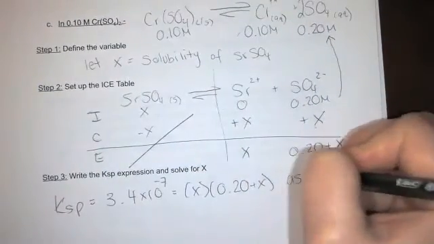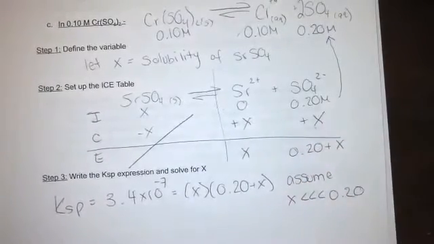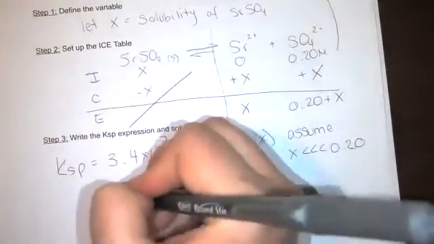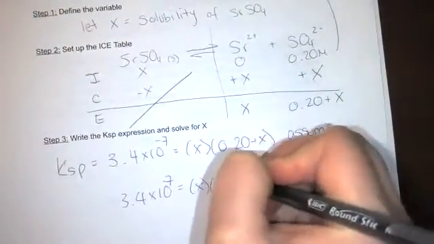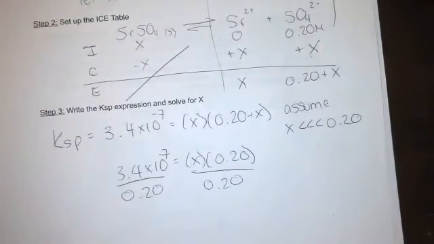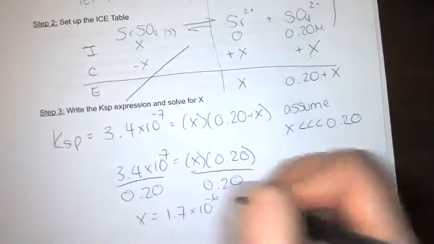But just like before, if my x is so much smaller than this 0.20, it doesn't matter what x is, this 0.2 is just going to overpower it. After sig figs, no matter what my x value is, this value is basically just going to be 0.2. So because of that, I can simplify my math. With this reasoning, KSP equals x times 0.20. Therefore, I can divide each side by 0.2. I'm left with x. X here is 1.7 times 10 to the negative 6.